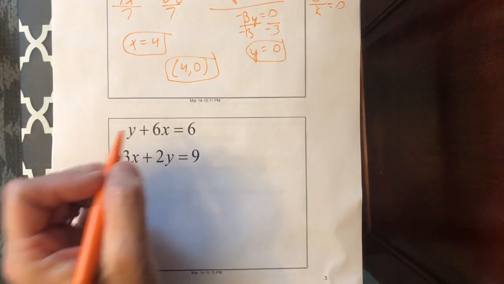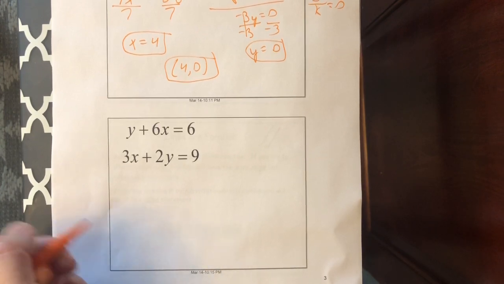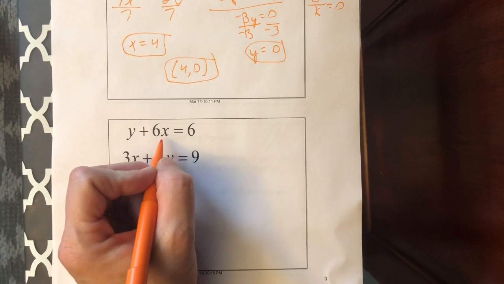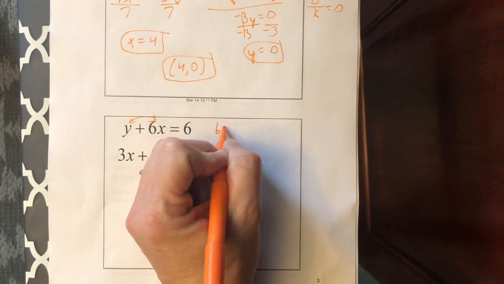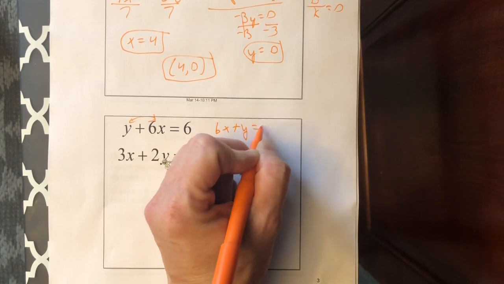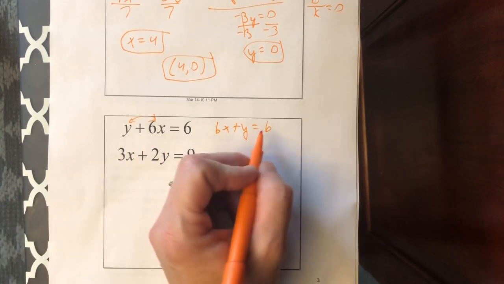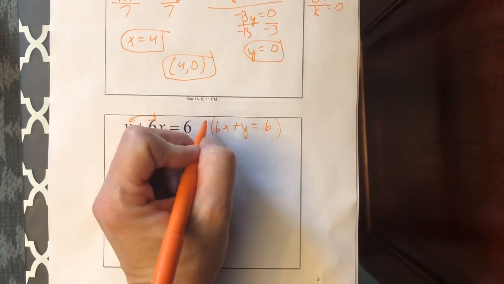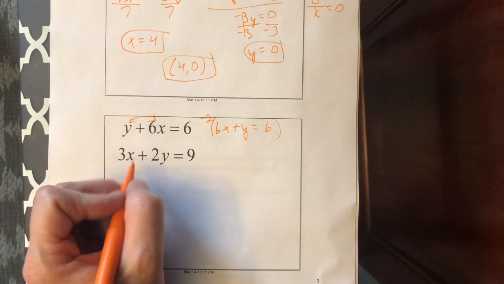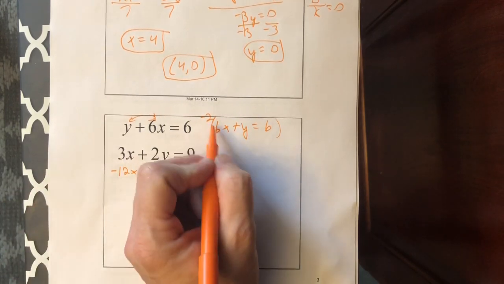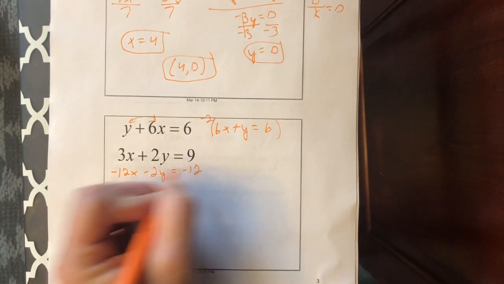Okay, this might be okay with substitution because I can move that guy over, but we're going to do it with elimination. So I think the first thing I'm going to do is flip-flop these around because they're in a strange order. So I have 6x plus y equals 6. I think what I want to do is multiply this by negative 2 because that's going to give me the y's canceling out. So I have negative 12x right there minus 2y equals negative 12.